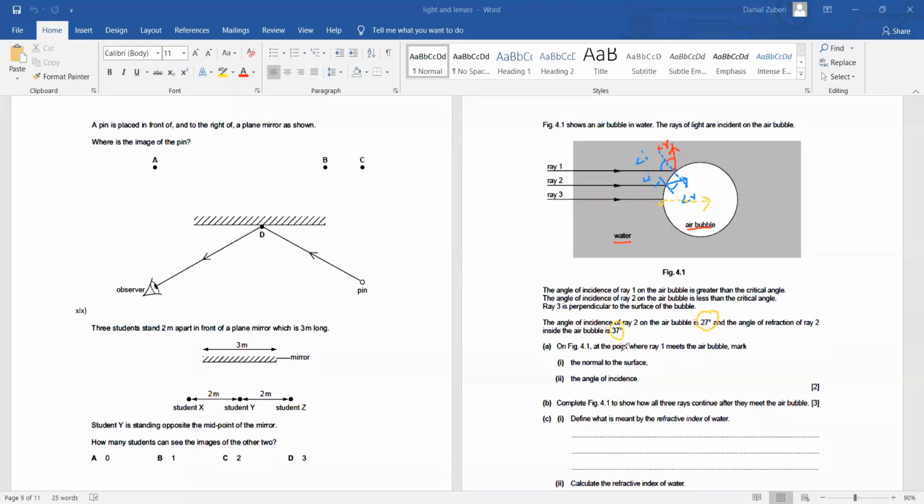Okay. On figure 4.1, at the point where ray 1 meets the air bubble, mark the normal to the surface. I already did that. The angle of incidence, I already did that. Complete figure 4.1 to show all three rays continue after they meet the bubble. So this has already been done. Define what is meant by refractive index of water. So how would you answer this? Refractive index of water.